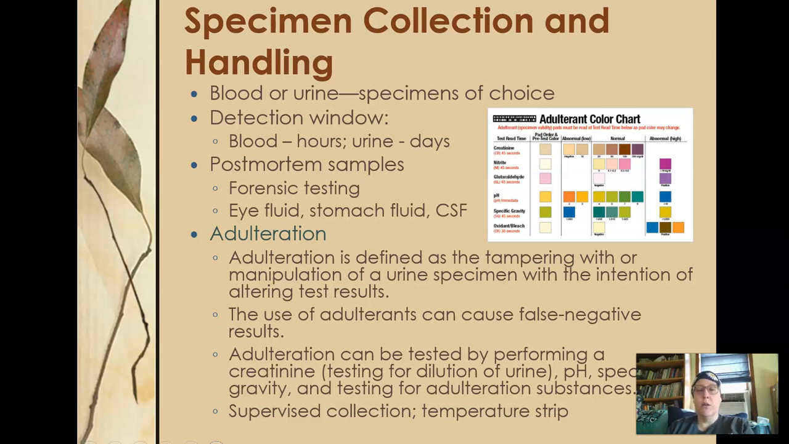Adulteration can be tested by performing a creatinine. That's the test for dilution of the urine, because the creatinine level should be pretty high in a normal urine. You can also check the pH, the specific gravity, and there's also a test for adulteration substances. For example, this is a little color chart with the different types of tests that can be done. You can look them up online. There are quite a few. You can also look up online what is sold to adulterate urines and stuff.